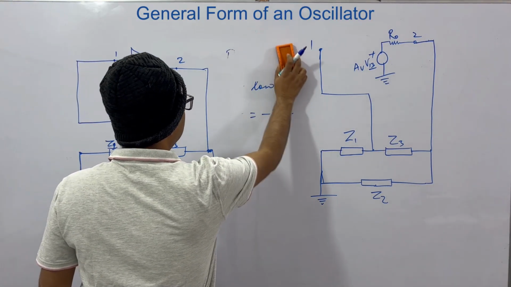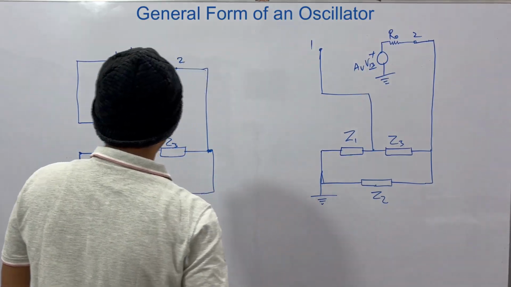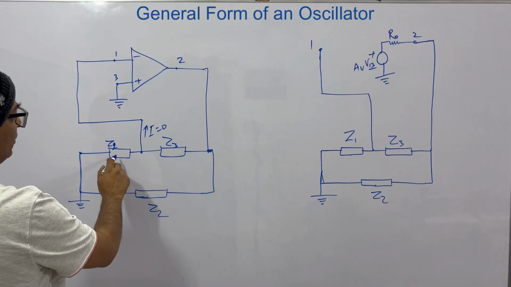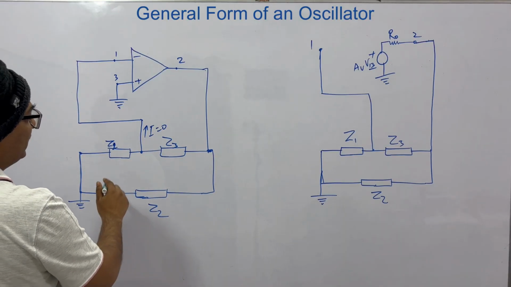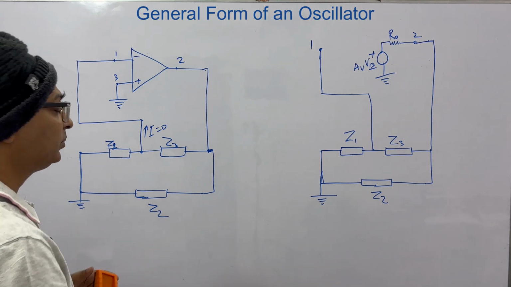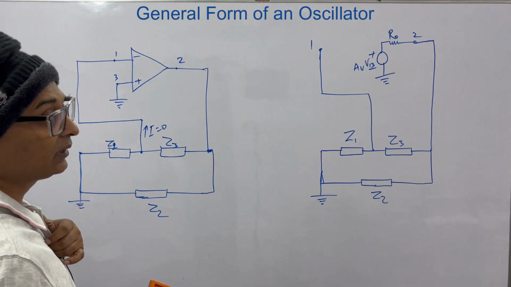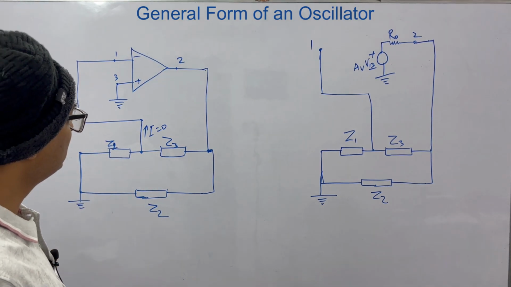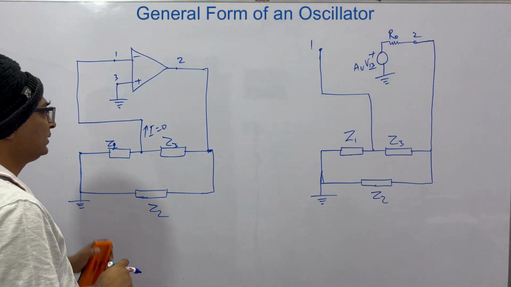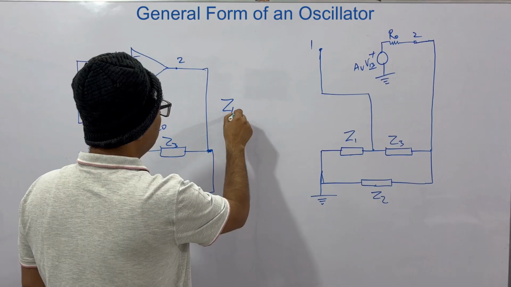Then we have this network of impedances, Z1, Z3 and Z2. Why impedances? Because they can be resistance or capacitance or inductance. We will see what they are. So let's say this is Z1, Z3 and Z2. Then the net impedance will be this.